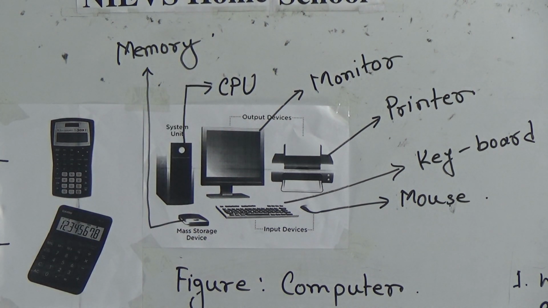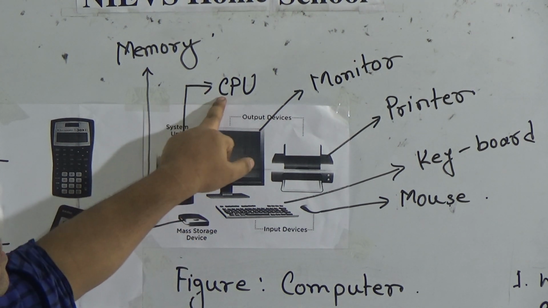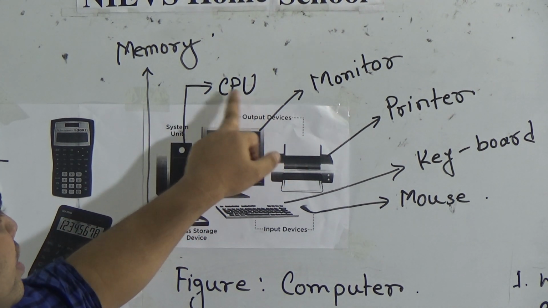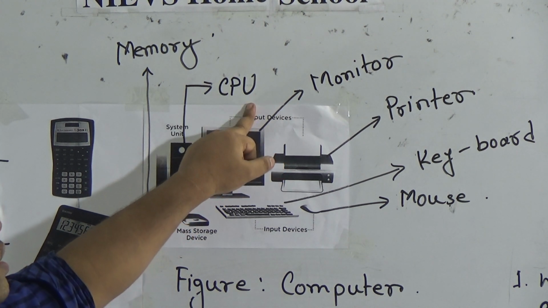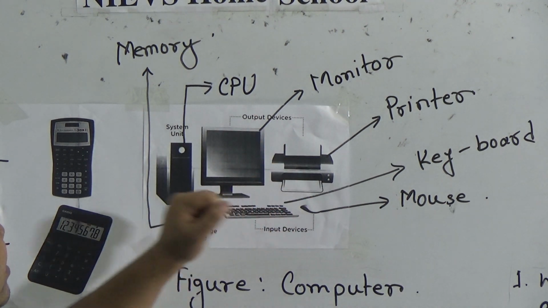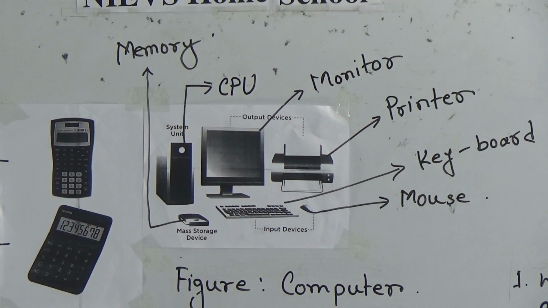But if the question asks you to write a part of a computer, then you must give that one part of computer is CPU. CPU is the main part of a computer. So CPU is called the brain of a computer, because all other equipment is connected with CPU by wire. So CPU is called the brain of a computer.